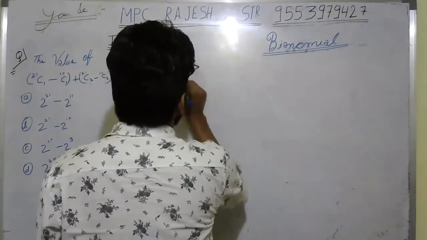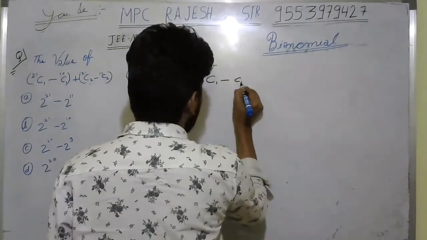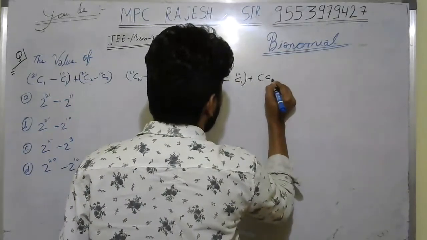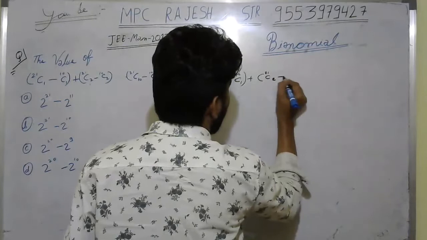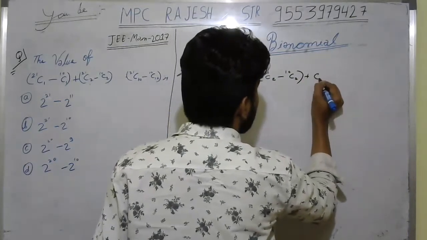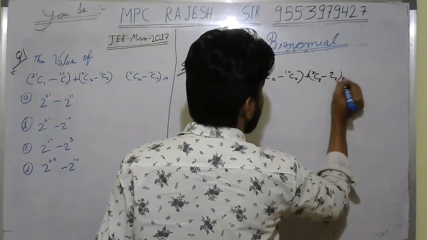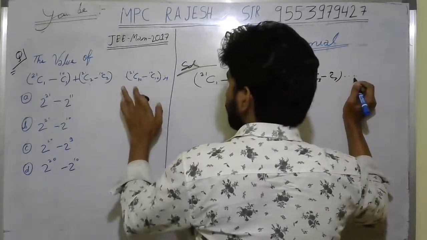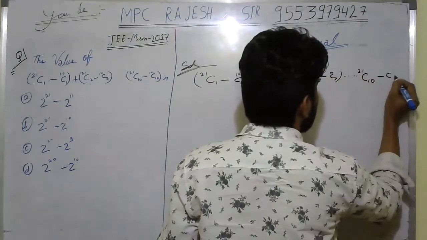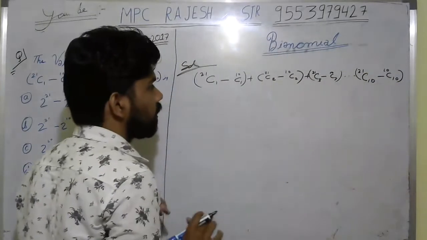The solution part. Write C(21,1) minus C(10,1), plus C(21,2) minus C(10,2), plus C(21,3) minus C(10,3), and so on, up to 10, C(21,10) minus C(10,10). It is written in this form. Now what will we do?